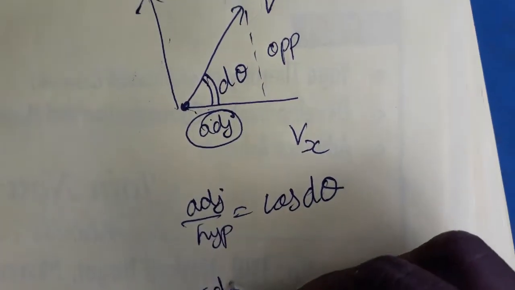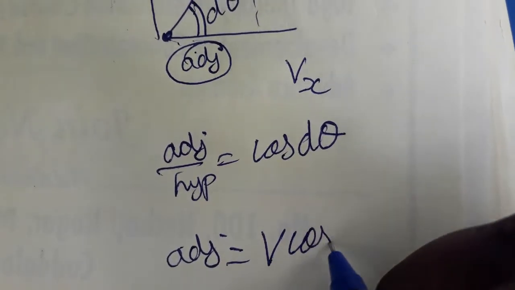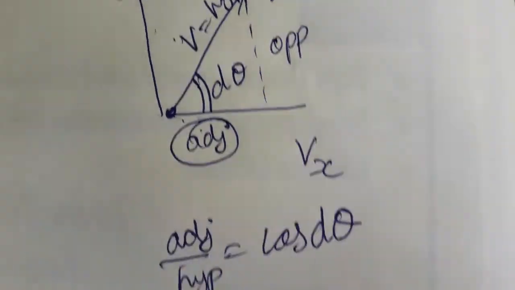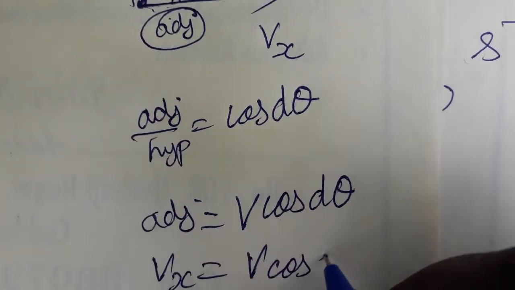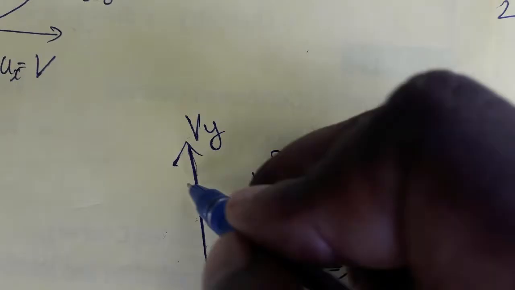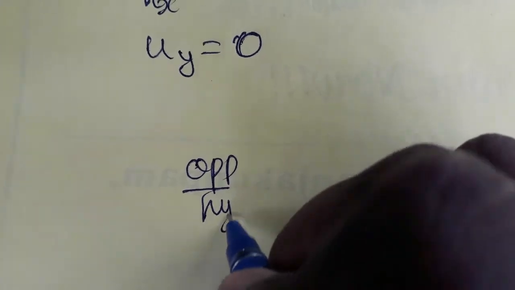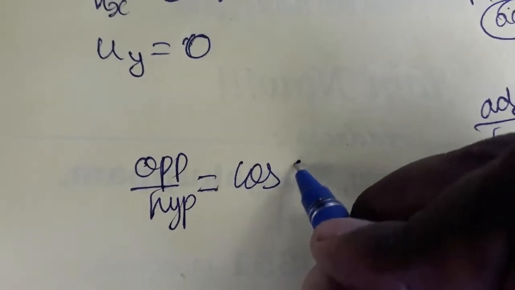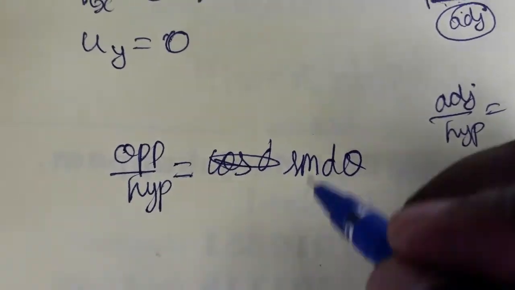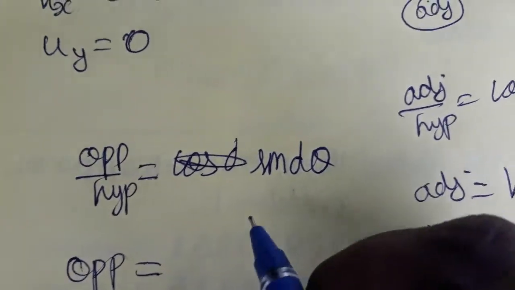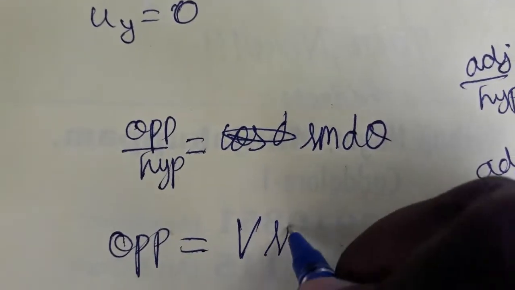The hypotenuse is the velocity v, so adjacent is equal to v times cos d theta. So the velocity in the x axis, the adjacent side velocity, will be v cos d theta. What about the velocity in the y axis? It is the opposite side. Opposite by hypotenuse is sin d theta, a very small angle. Opposite is equal to hypotenuse times sin theta, and our hypotenuse is v, so v sin d theta.